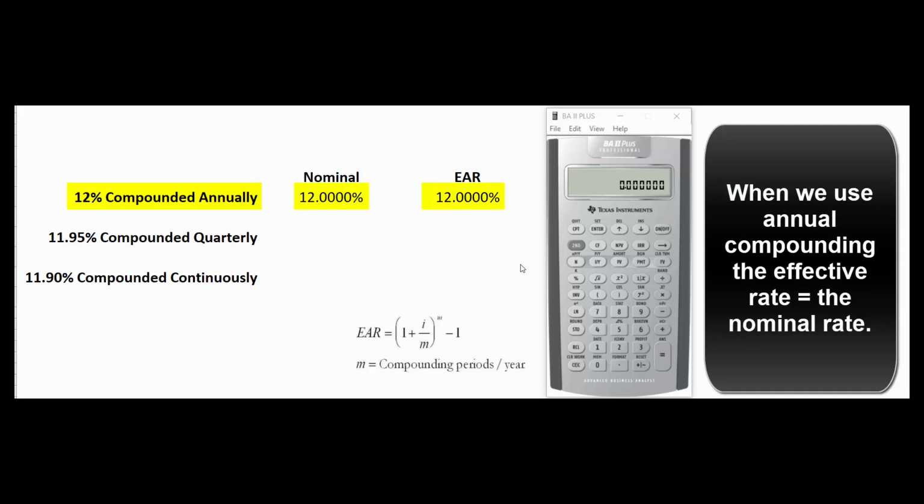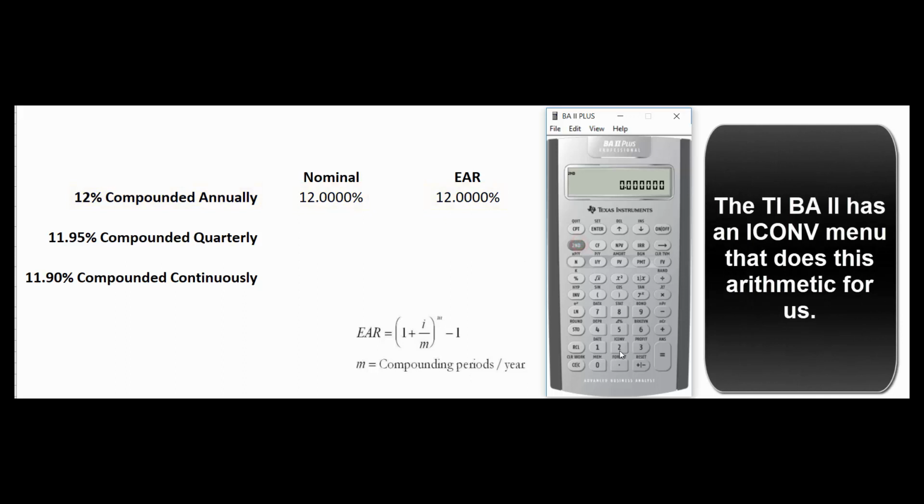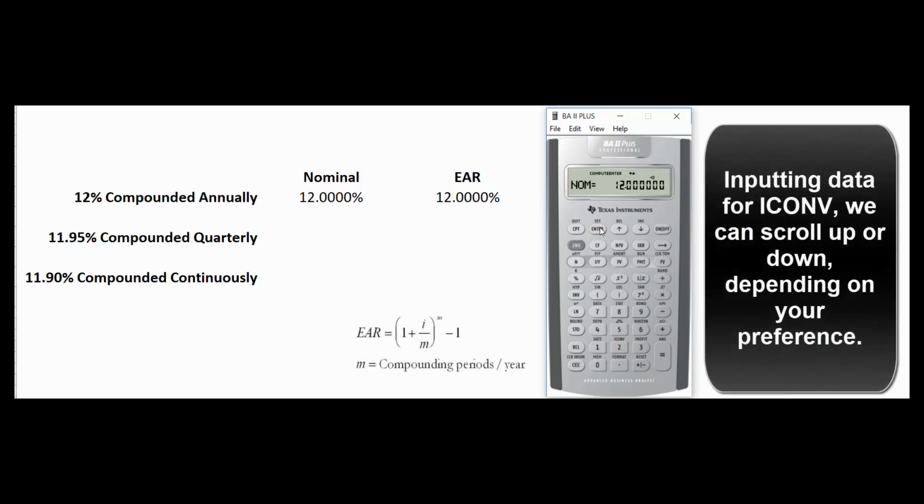We can also use our calculator to do that same calculation. There's an interest conversion menu under second 2, and we'll put in the nominal rate of 12. Here we won't use decimals. And then from here you can either hit up or down. I like to hit up. It asks you the compounding periods per year. We want 1, enter, up, and the effective rate, compute, and there's our 12%.